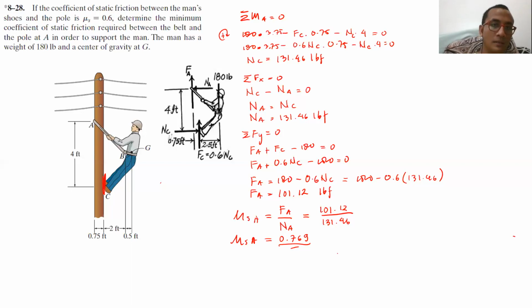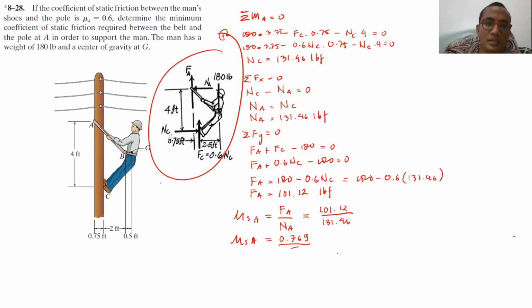The question is the minimum coefficient of static friction between the belt and the pole in order to support the man. What is the minimum coefficient of static friction at this particular point between the belt and the pole? In order to solve that, as usual, always start with drawing the free body diagram. After you know the problem, then we draw the free body diagram.